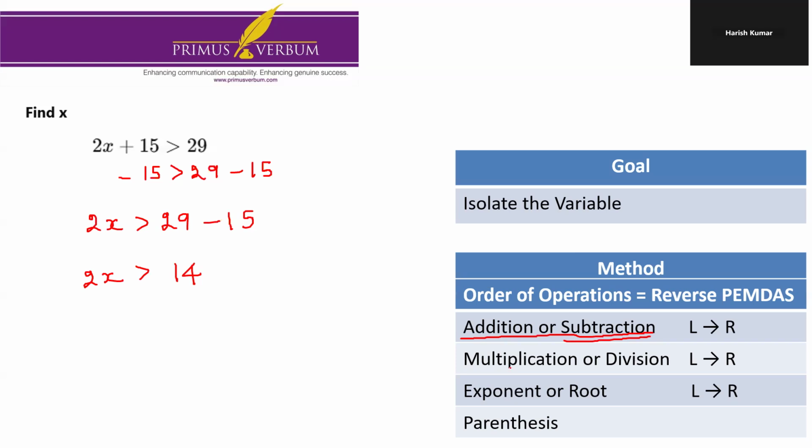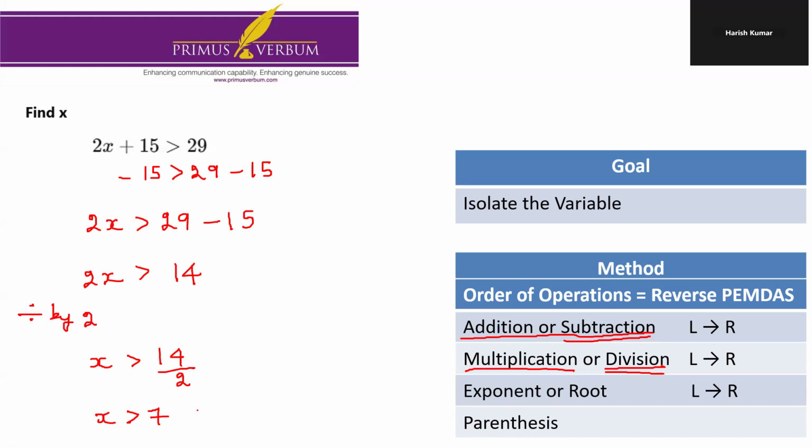And the next operation that we are allowed to do is multiplication or division. Which should we do now? Well, definitely it's division, because that way we can get rid of the 2 which is multiplied to x. So dividing by 2 on both sides of the inequality, we will get x on the left hand side and 14 by 2 on the right hand side. So this gives us x greater than 7, and this is the solution.